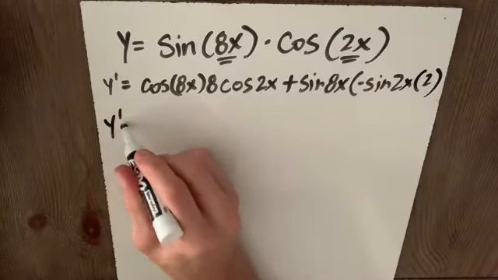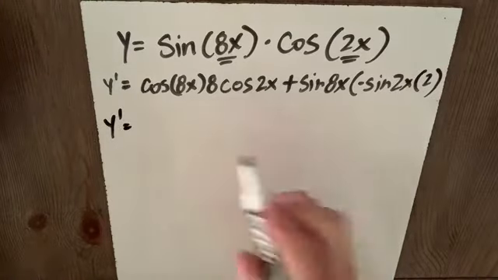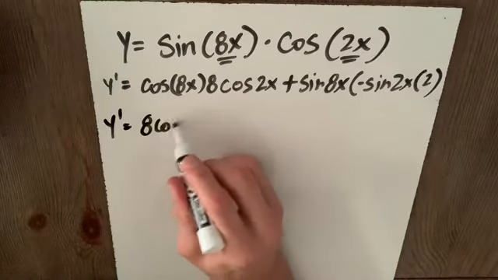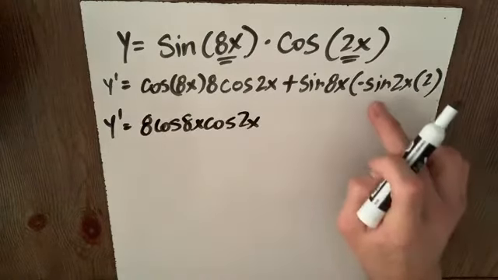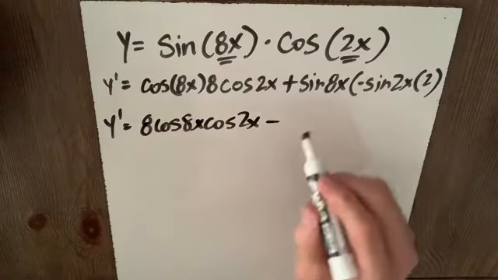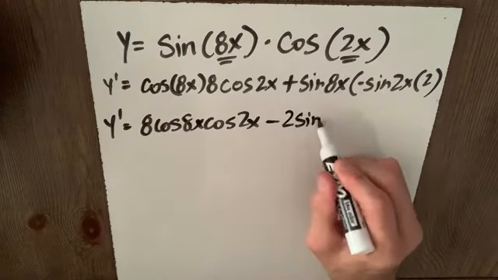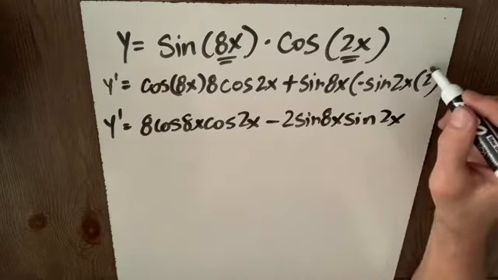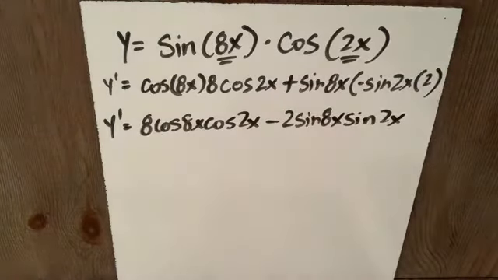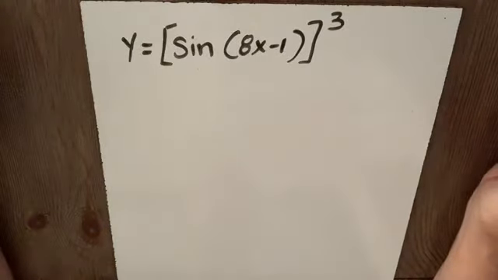So y prime, well, let's clean it up. I've got 8 cosine 8x cosine 2x, negative times positive is negative 2 sine 8x sine 2x. All I did is I moved this 2 to the front there. There's not much I can do beyond that. Just leave it. Whoa, here we go.